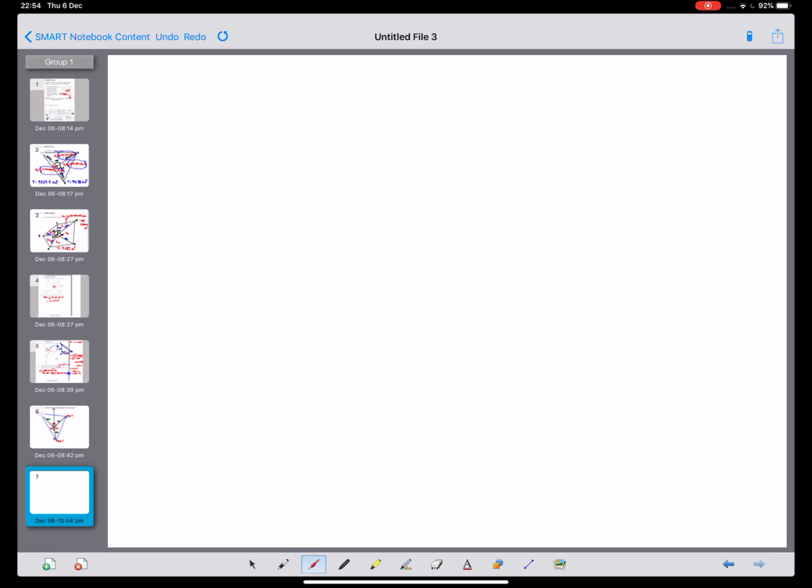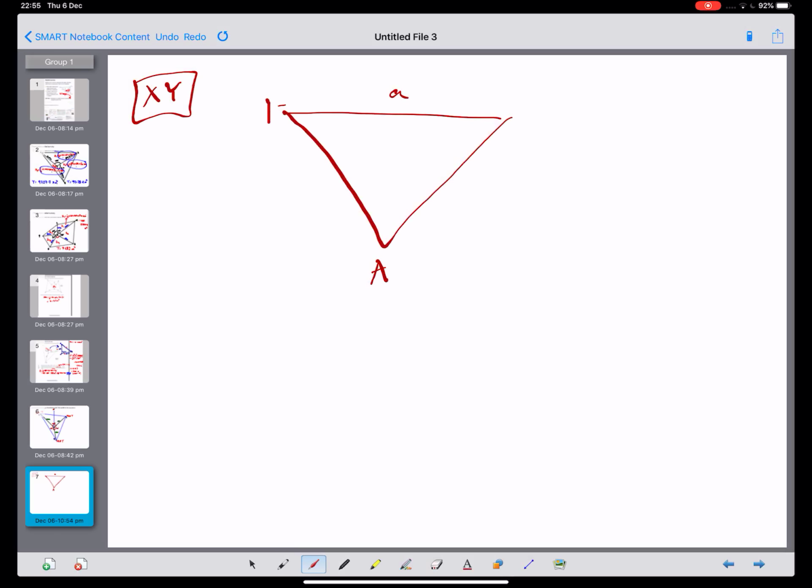Okay, so let's consider the distance XY. Okay, I'm going to draw this triangle in. Okay, I've got A, I've got B, and I've got C. Okay, so we're going to say C is 20, B is 15, and we're going to use the cosine rule. So let's do that then. So we've got A squared is equal to B squared plus C squared minus 2BC cos of A.